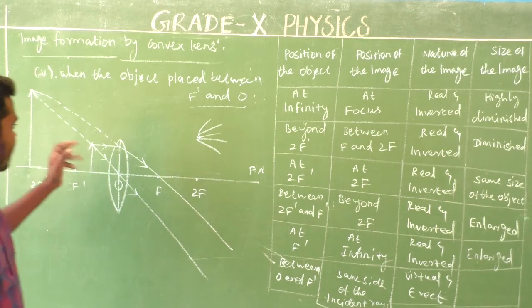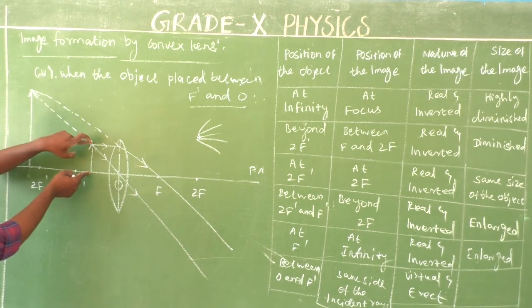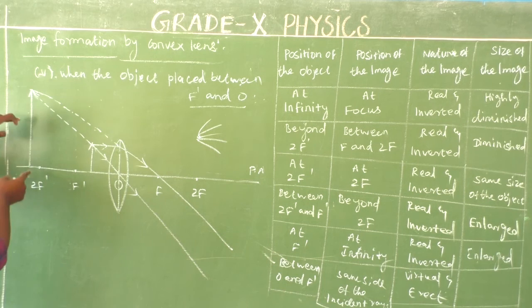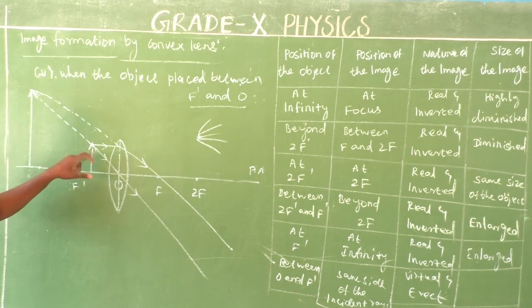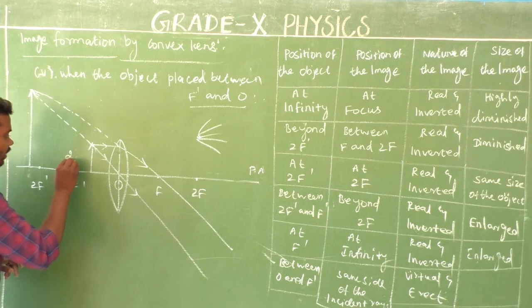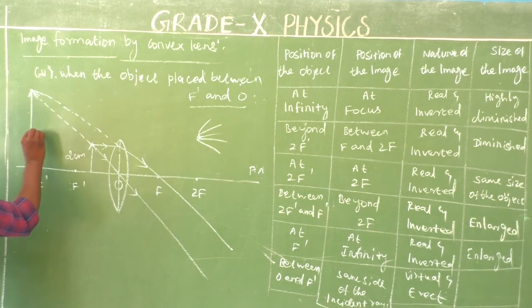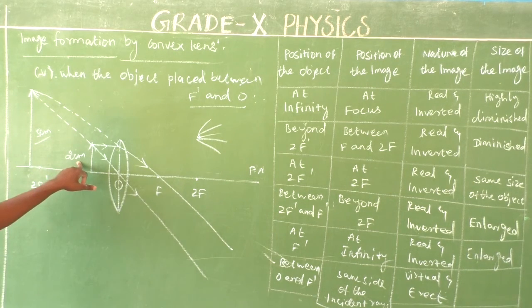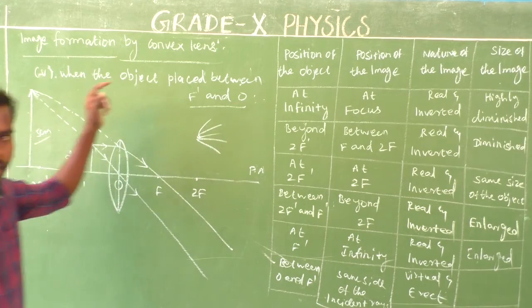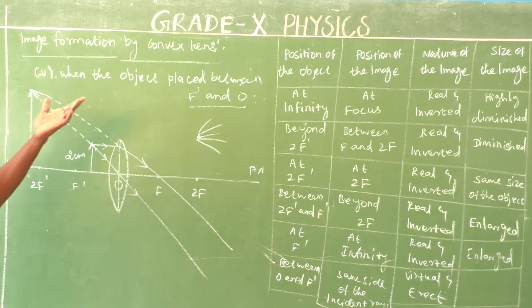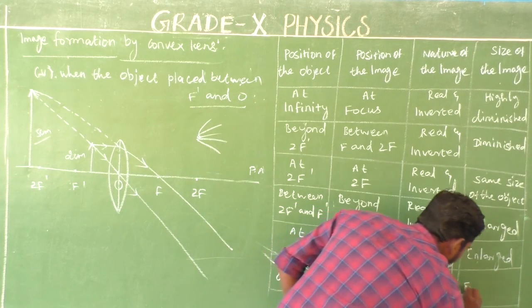Next one, what is the size? Look at here. This is the object size and this is the image size. So here the image size is more than the object size. If the object size is 2 cm, what will be the image size? The image size will be more than 2 cm. It may be 5 cm or whatever it is, but that should be more than 2 cm. Is it clear? So what is the size of the image here? The size of the image is enlarged. Is it clear? Enlarged.